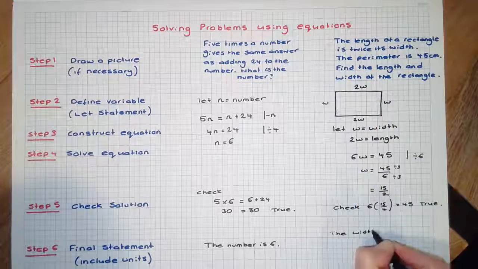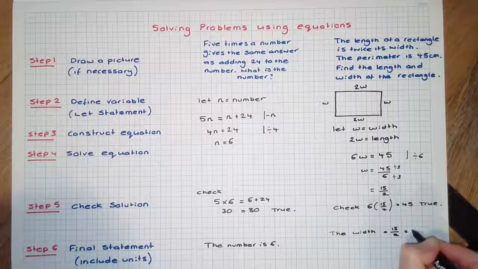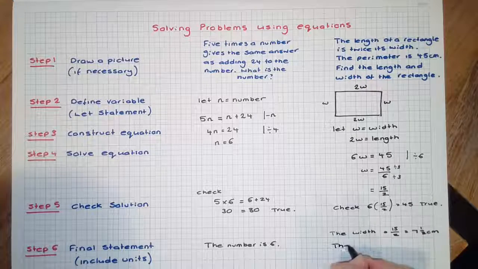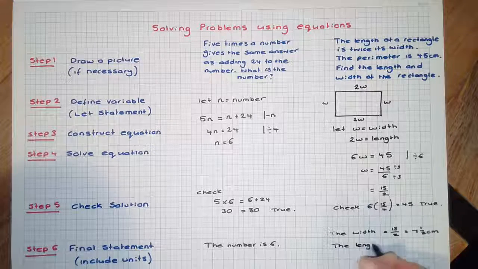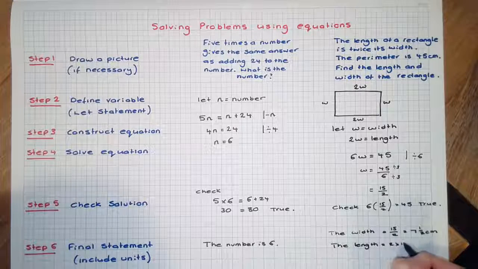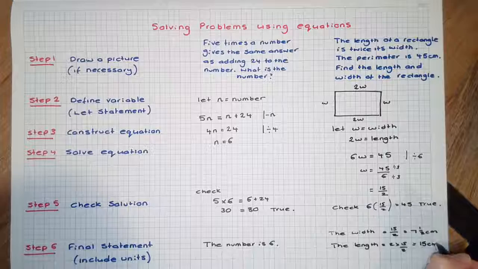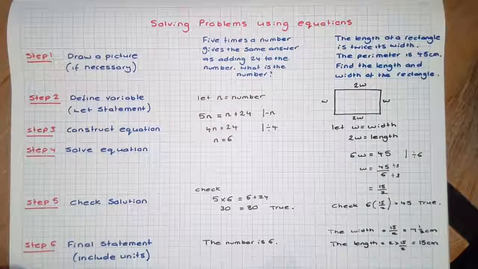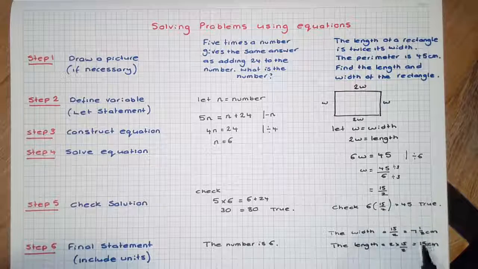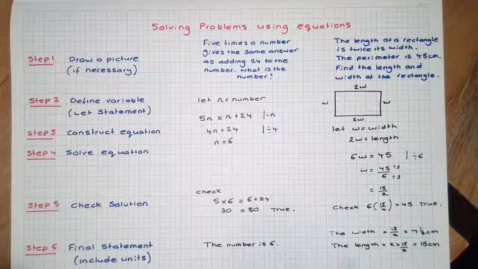So the width equals 15 on 2 centimeters, which is 7.5 centimeters simplified, and the length equals 2 times 15 over 2, which equals 15 centimeters. We could also check again, once we've worked that out, to add up 15 plus 15 plus 7.5, 7.5 equals 45 centimeters.